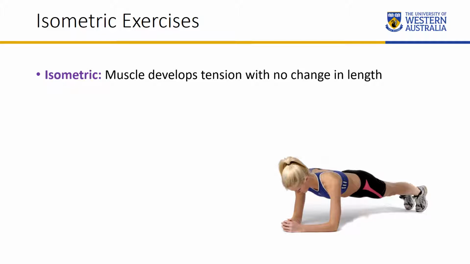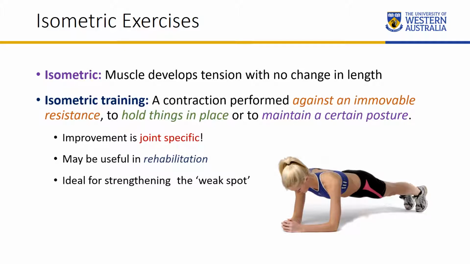This can be from a contraction against immovable resistance, to hold things in place, or to maintain a certain static posture. Well, isometric exercises are exactly that. Exercises whereby there's no observable movement and changes in muscle length. A plank, as you can see in this picture, is a good example of an isometric exercise. This is when you have to maintain a posture in that rigid position for a period of time.